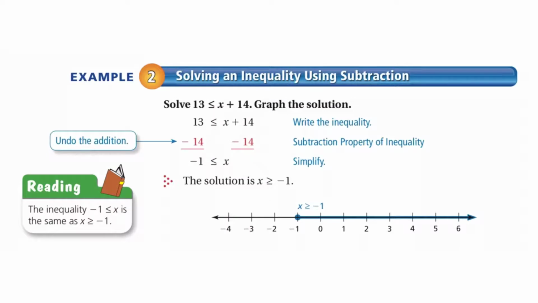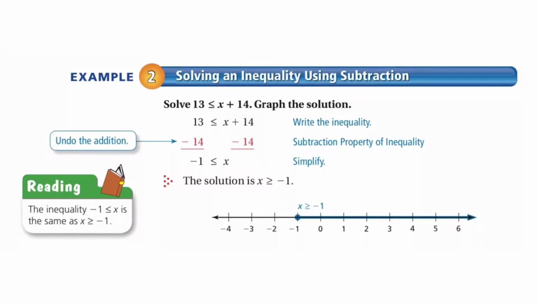For example 2, solving an inequality using subtraction, they start us off with 13 is less than or equal to x plus 14. Now what I would do is I would turn that inequality around right off the bat. But they solved it first and then they turned it around. So let's solve it first.